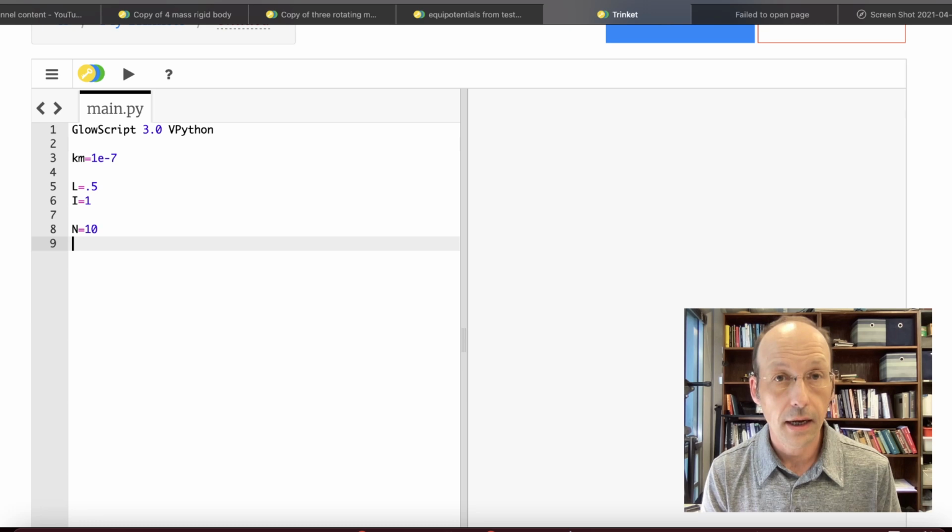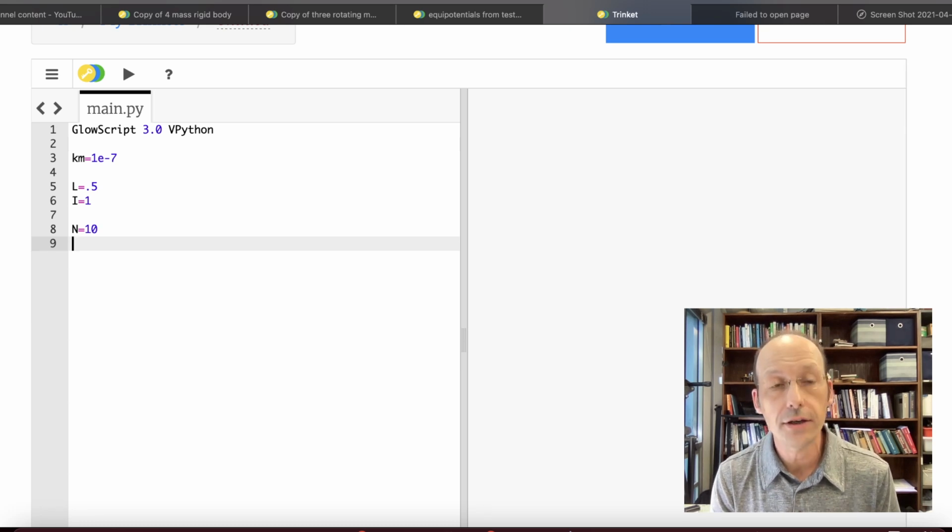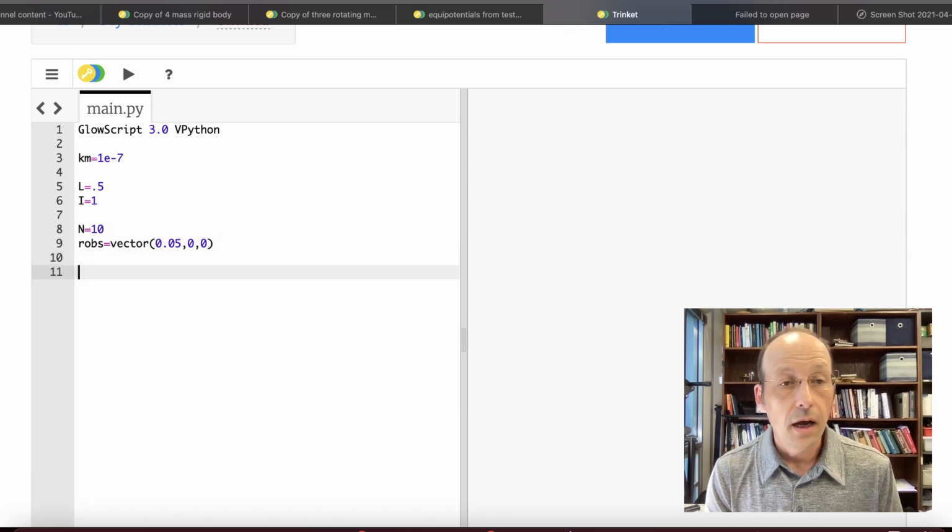And I need to know the location, the observation location. So let's put that as R OBS equals vector 0, 0.05, 0. That's 5 centimeters, right? Okay, so that's what that is. So I'm centering this on the origin.